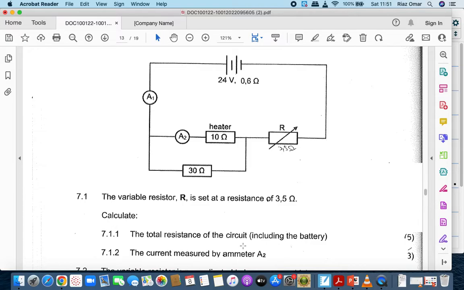The current measured by ammeter I2. Now if you have to work out the current going through I2, how are we going to do that? If you want to work out I, we need the V here and the R will be 10. So do we have the voltage in parallel there? We don't have the voltage in parallel. Let's see if we can calculate the voltage in parallel.